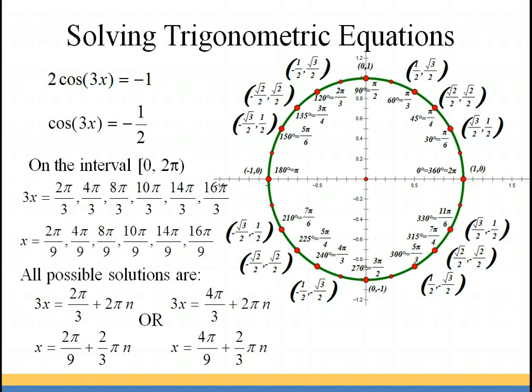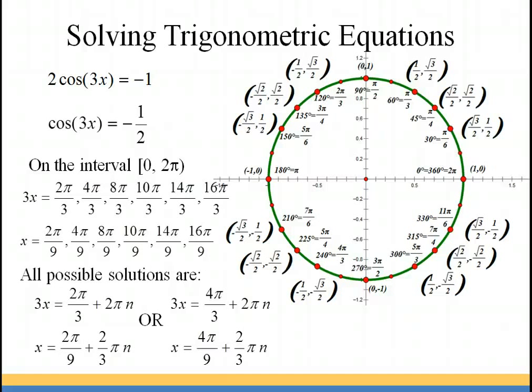we're going to look at all the coterminal angles to the second angle that we found, which was 4 pi over 3. So we're adding 2 pi into that, and that's going to give us all the solutions for 3x. But since we want all the solutions for x, we're going to divide or multiply by 1/3. So that's going to give us 4 pi over 9 plus 2/3 pi n.